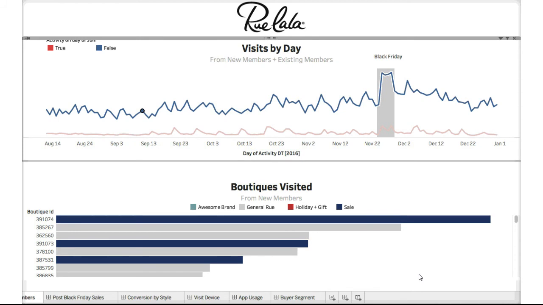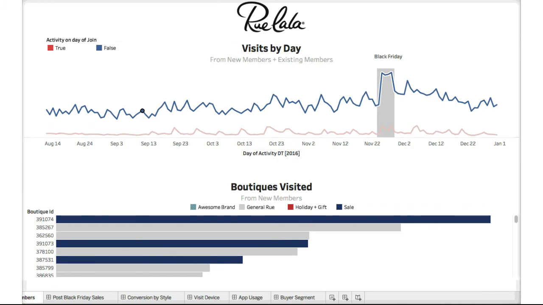So our first dashboard here, to orient you, is looking at overall site visitation. What we're looking at is, by day, effectively an indicator of site traffic. The blue line represents all of our members, and the red line, which is below, represents only the members that joined on that day. Again, we are a private sale flash sale website, so you actually can't get through the door until you give us your email. The bottom chart shows which boutiques were visited on any given day.